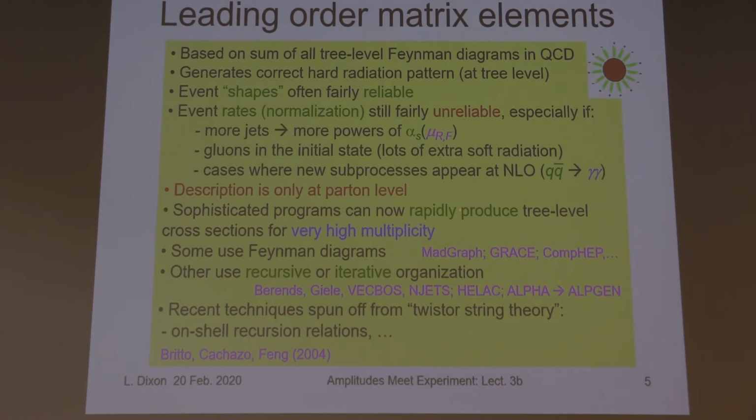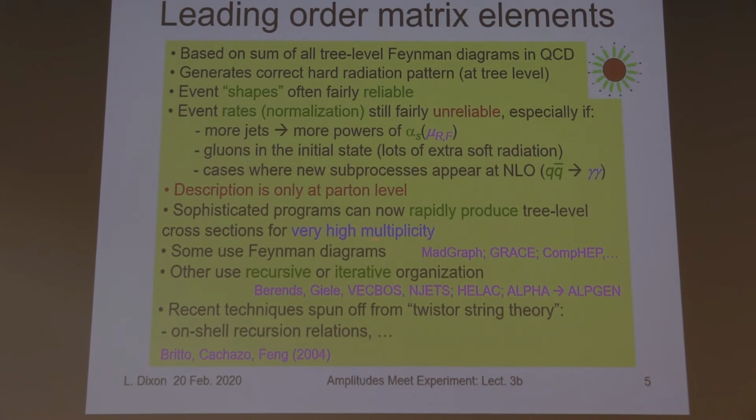So now going back to the even more primitive approximation, there's leading order matrix elements themselves that are based on the sum of all Feynman diagrams in QCD, and of course not just QCD, but QCD coupled to the rest of the standard model particles like W's, Z's, and Higgses, and so on. And this generates hard radiation better. And so it can get event shapes somewhat reliable, but the normalizations are pretty uncertain at leading order. Could be 100% uncertain.